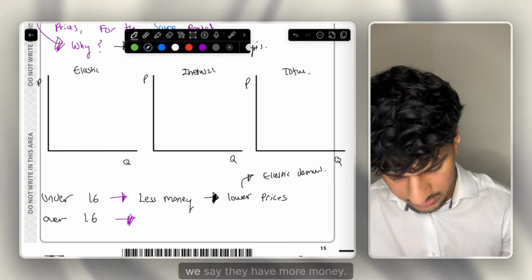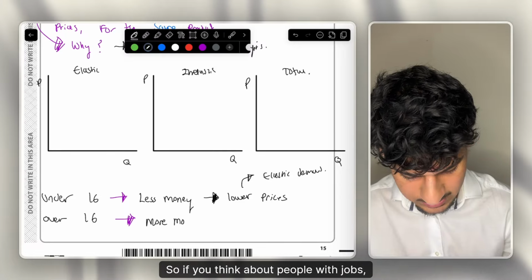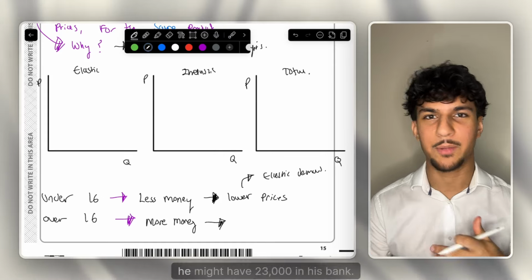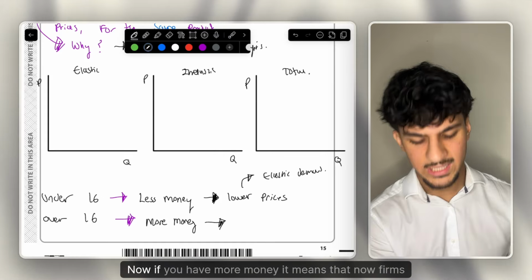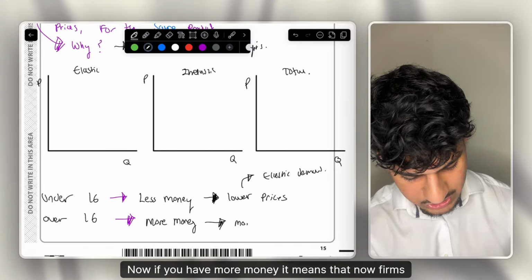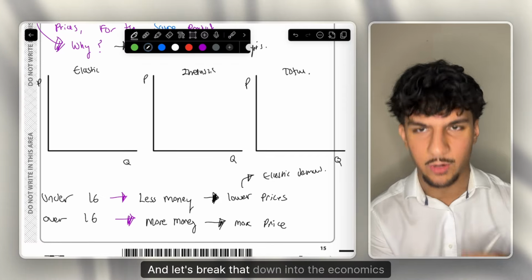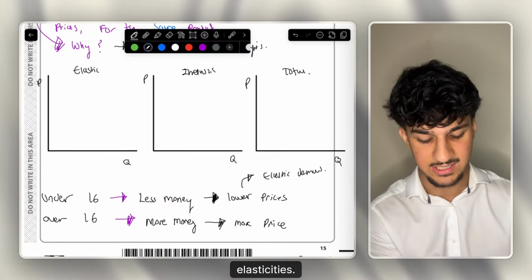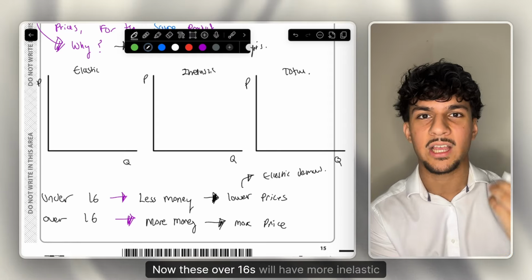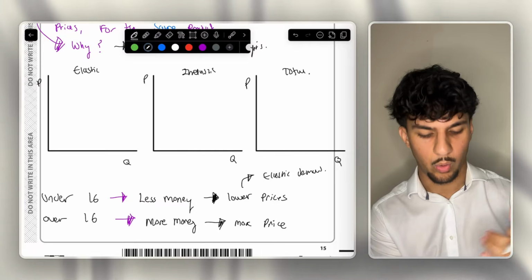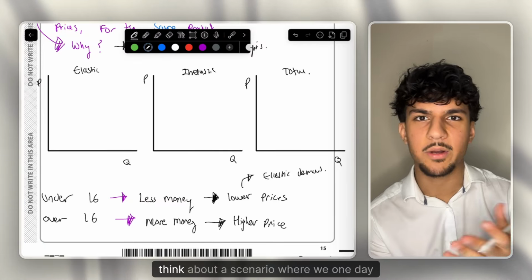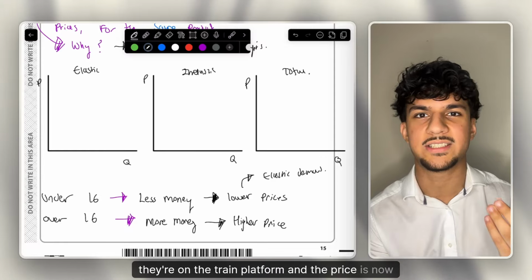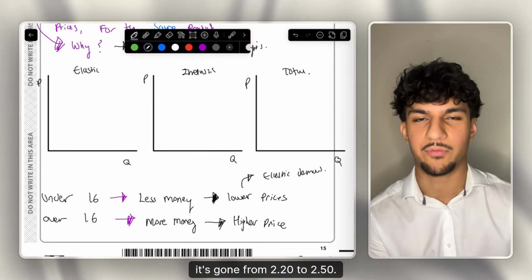Now, over 16s, we say they have more money. If you think about people with jobs, maybe a 30-year-old, a 50-year-old, he won't have £2.30 in his bank, he might have £23,000 in his bank. Now, if you have more money, it means that firms charge you a higher price. Let's break that down into the economics again. They split groups of consumers by their elasticities. These over 16s will have more inelastic demand. Why? Let's think about a scenario where one day they're on the train platform and the price has gone from £2.20 to £2.50.